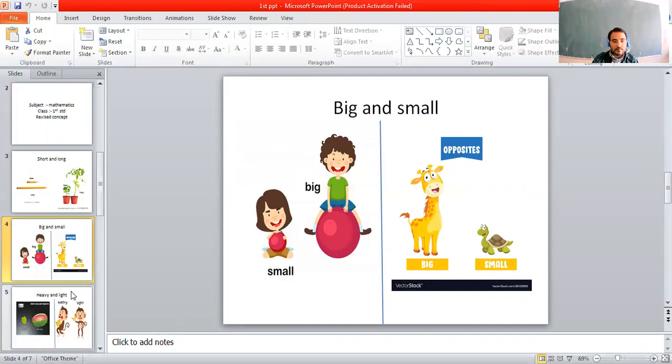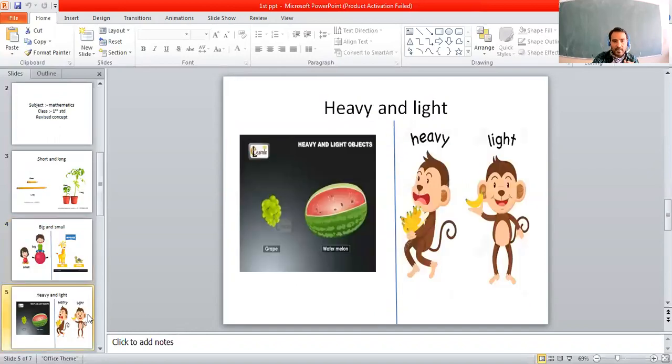Yes. Now go for heavy and light. So look at that, it is a watermelon. Now what is the weight of a watermelon? It is more than 1 or 2 kg. So now look at that, it is heavy compared to the grapes. Grapes are so small. So it is a small grape. So compared to watermelon and grapes, the watermelon is heavy and the grapes are light. So that is the left side of the picture.